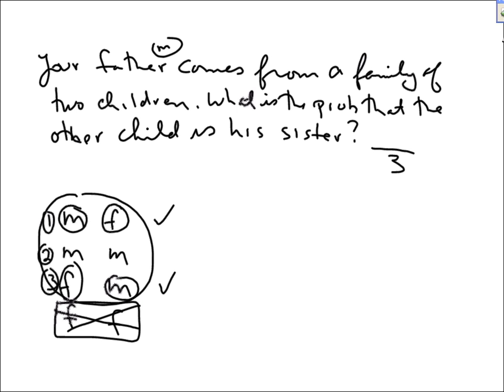And in condition 2, if that's the father, well then the other child is a male. That's not a sister. If you want to call this the father, well then his sibling is a man. Well, that's not a woman. That's not a sister. So, out of 3, 2 of them yield a sister as the second child. So it's 2 out of 3.